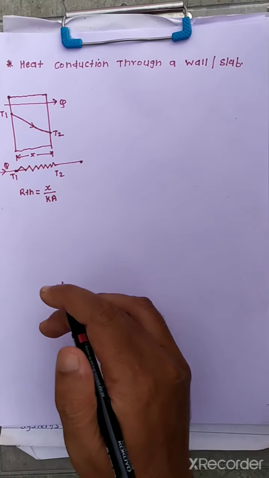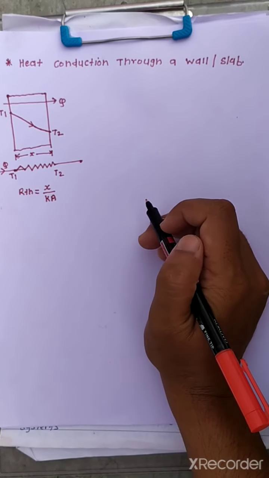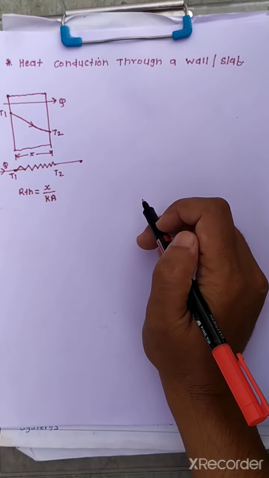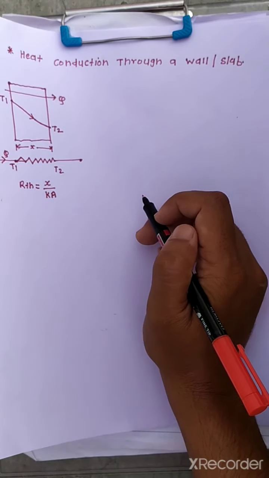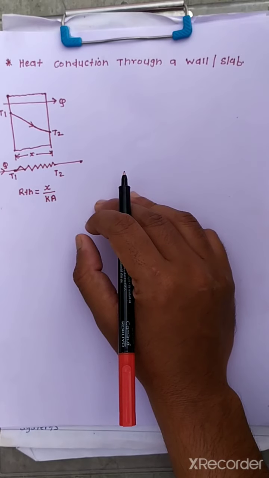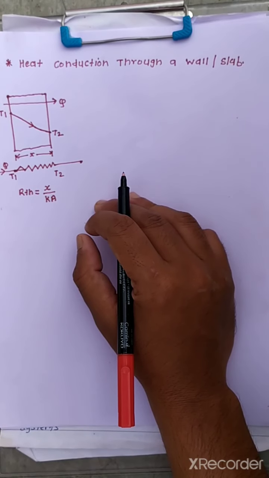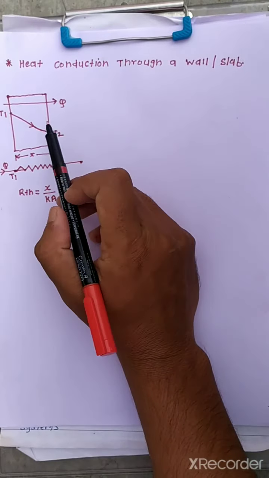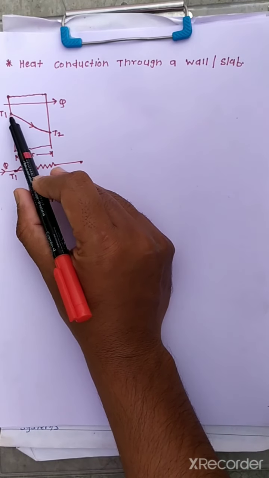Good morning. In the last lecture we studied the modes of heat transfer, that is conduction, convection and radiation. So in this lecture we will discuss the conductive resistance, convective resistance and radiative resistance. So, heat conduction through a wall or slab. Here is the plain wall.